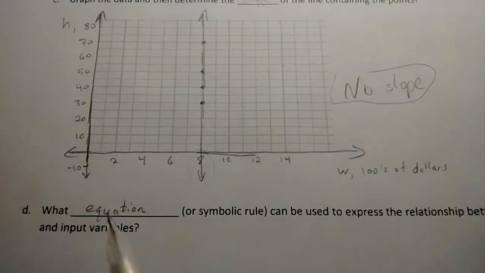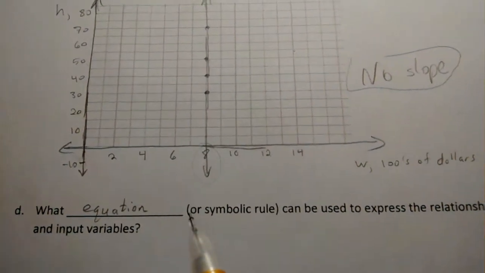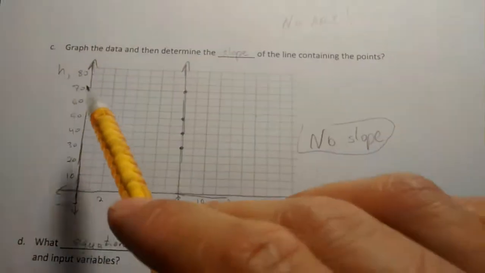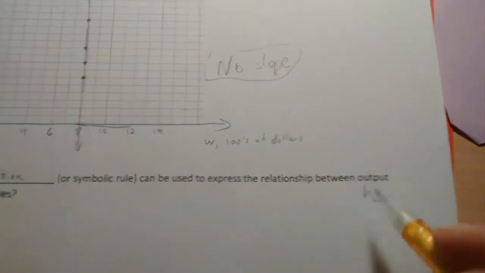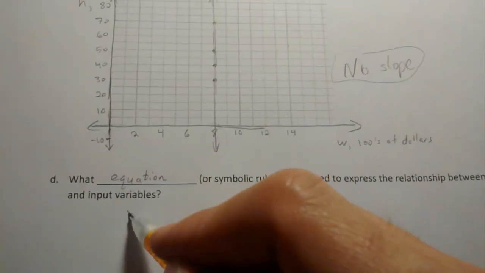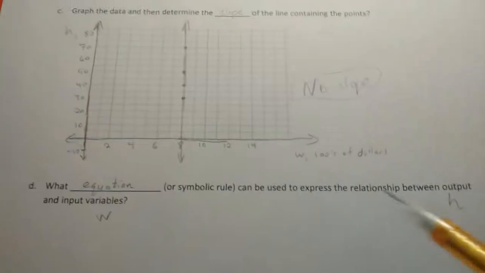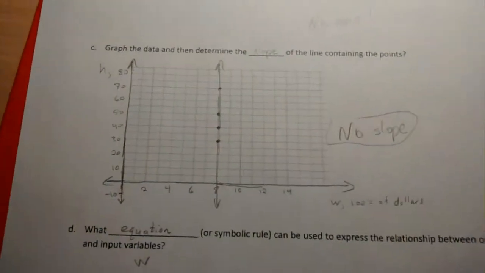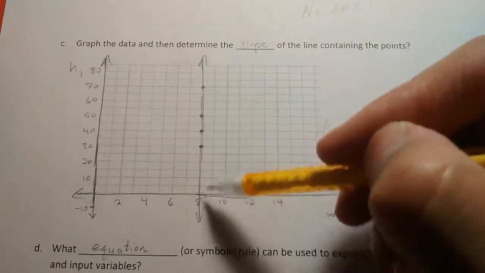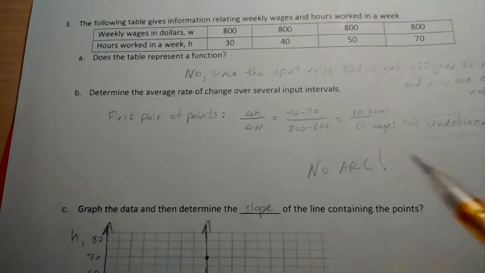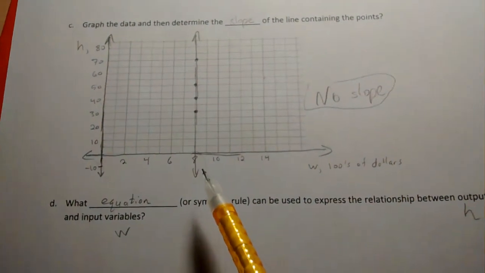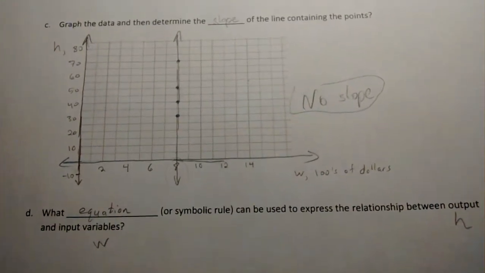And so here's the question I want you to think about. What equation or symbolic rule can be used to express the relationship between the output, meaning hours worked, you should write that down, and the input variable wages? There is certainly a relationship. It is this line. It's not a function. It has no slope, but we can certainly write an equation that represents that line. And so in the spirit of the previous example, sorry, number 2, we can write an equation. So think about it and see if you can write an equation and then compare your results with mine in the next video.